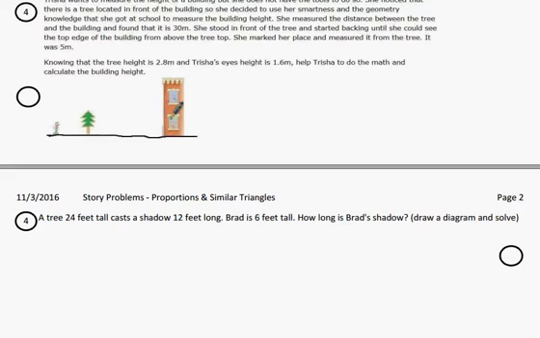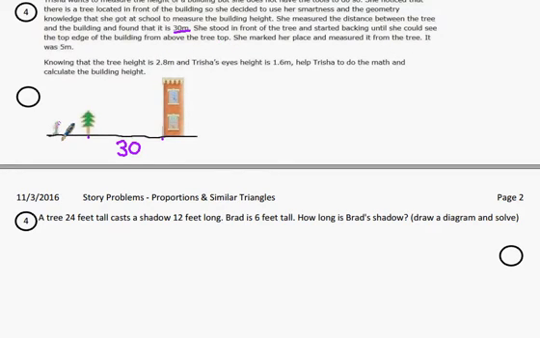It talks about the building. It talks about Trisha measuring the height of that building. But the information actually starts here. She measured the distance between the tree and the building, found that it was 30 meters. So I'm going to label that right here, from the tree to the building. She stood in front of the tree and started backing until she could see the top edge of the building from the top of the tree.